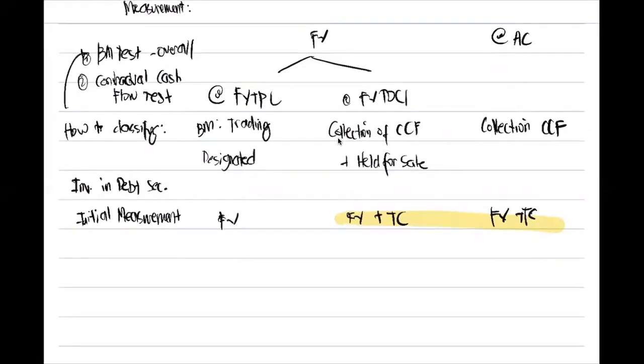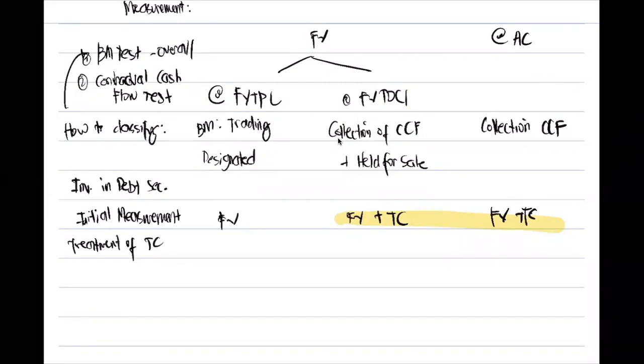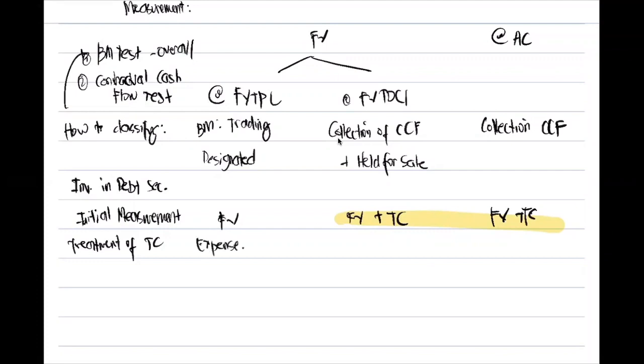Now, since we already know our initial measurement, we dwell with the treatment of transaction cost. So what is the treatment of transaction cost in your fair value through profit or loss? We treat your transaction cost as an expense. So it is expense, meaning it is not part of the cost of the investment.